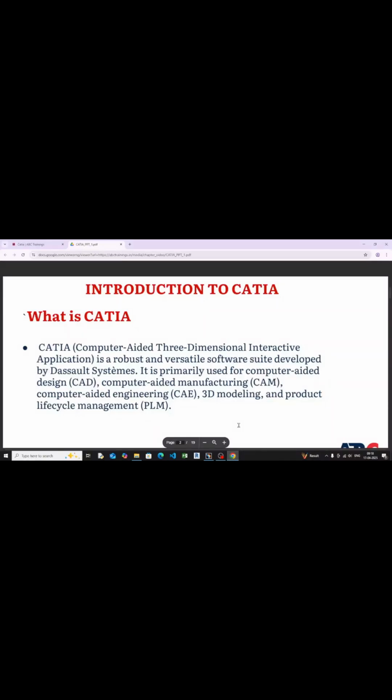Hello everyone, in this series we are going to learn the Catia software. First of all, we will see an introduction to Catia. Catia is a computer-aided three-dimensional interactive application. It is a robust and versatile software suite developed by Dassault Systems. It is primarily used for computer-aided design, computer-aided manufacturing, computer-aided engineering, 3D modeling and product lifecycle management.